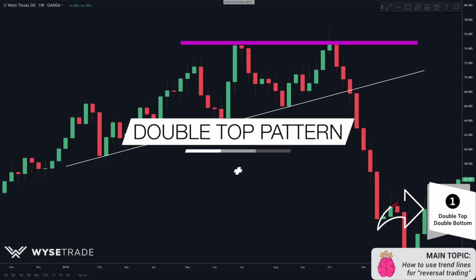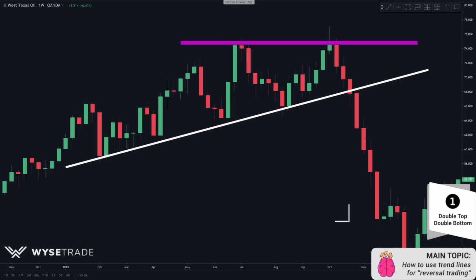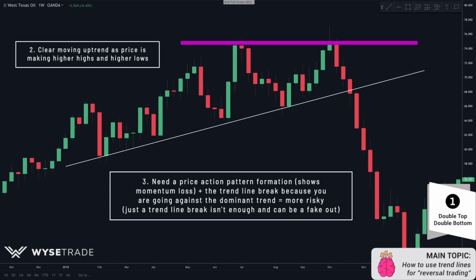So let's start with the first, which is the double top or double bottom right before a trendline break. You first identify your trendline through these points here. Now, this is a clear moving uptrend. And the reason you want to identify a reversal price action pattern right before a trendline break is because you are going against the dominant uptrend. What this means is just a trendline break can often be a fake out. So we like to pair a reversal pattern as an early signal of a possible big picture trend change, but then to pair it with the trendline break as confirmation.